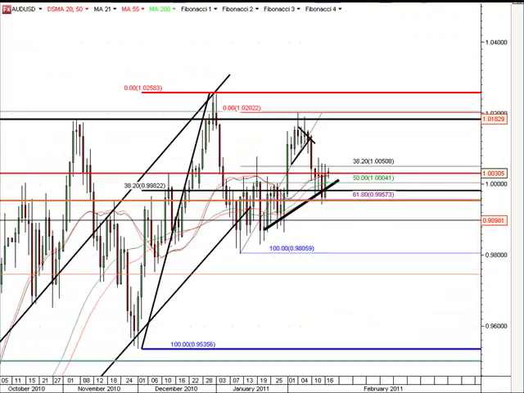Aussie chart on the daily, isolating above parity. Really got to clear 100.50 and find support and push off. Then you're probably looking for a move back up towards that 101.80 level.